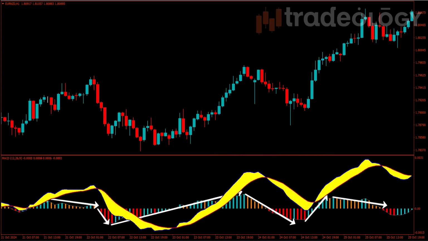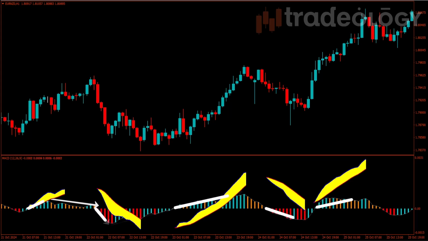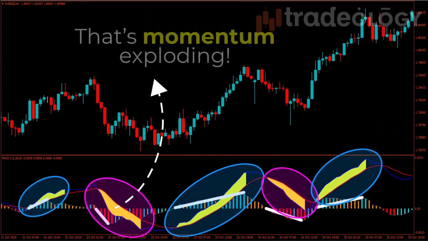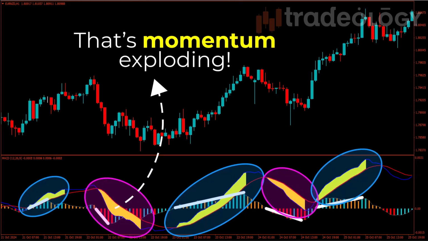When the market's pushing hard, the MACD line and the signal line move further apart and boom, the histogram bars get bigger. That's momentum exploding. Larger bars mean the trend is gaining serious strength, while smaller bars scream that momentum is fading. It's like a built-in power meter for the market.